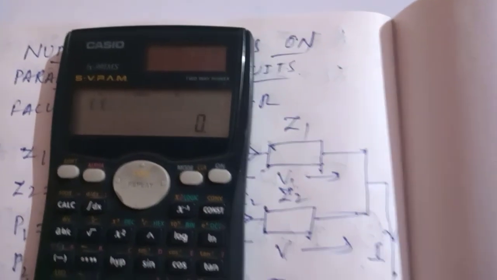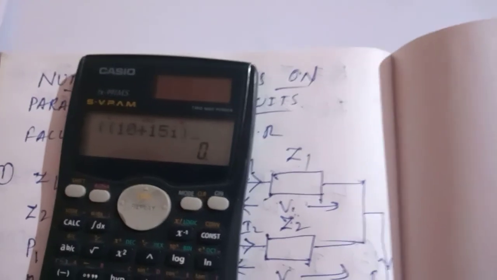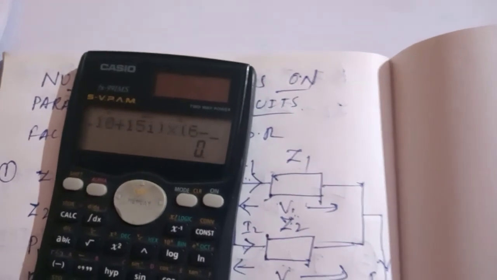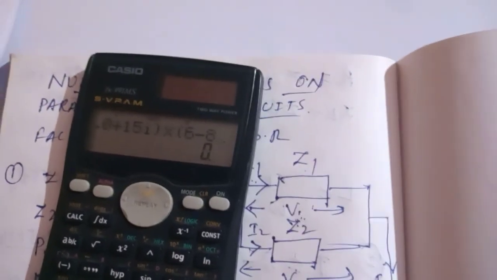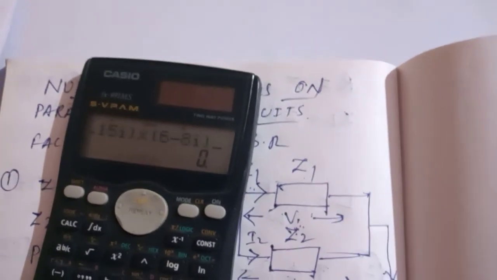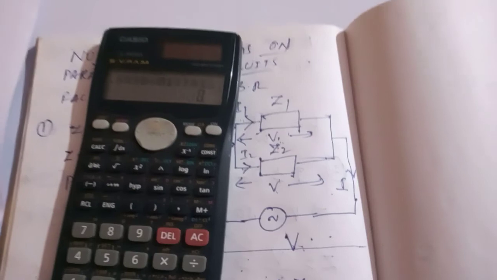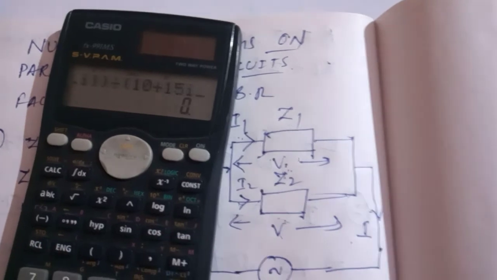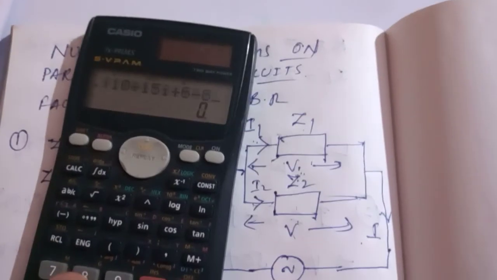So I will open bracket, 10 plus 15i, close the bracket, into, okay, 6 minus 8i, close the bracket, one more bracket for the numerator, divided by 10 plus 15i, okay, plus 6 minus 8i. Okay, now I will press is equal to.